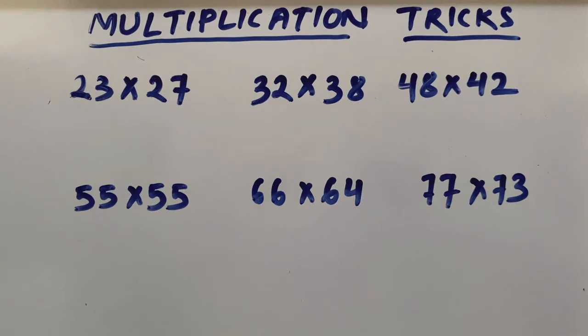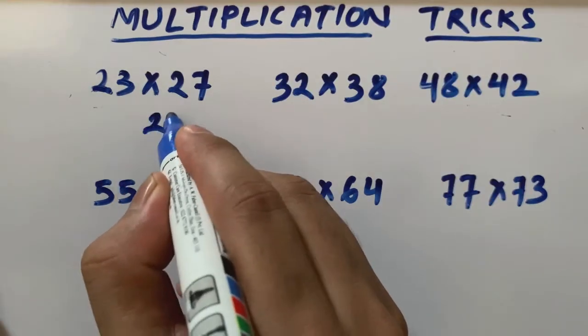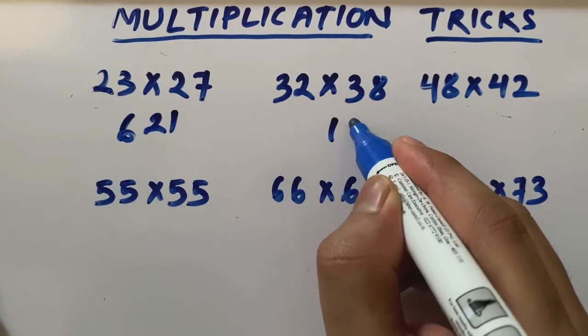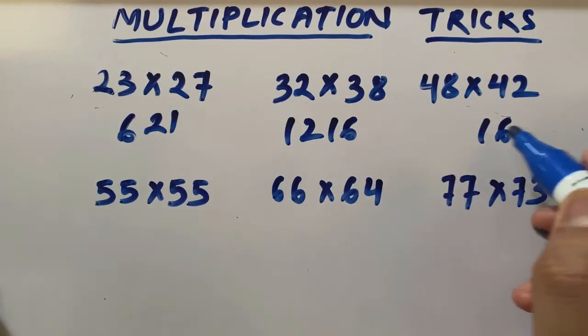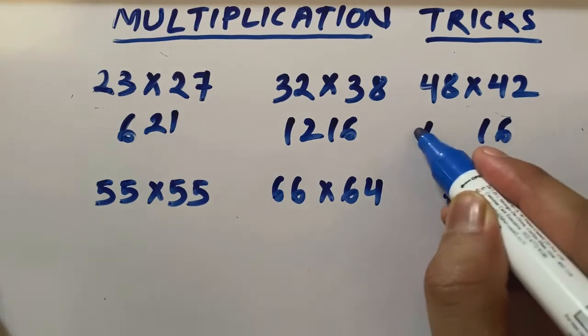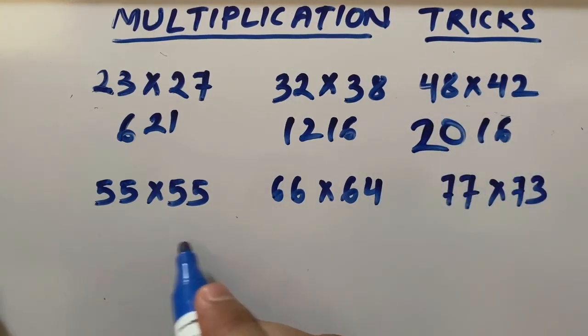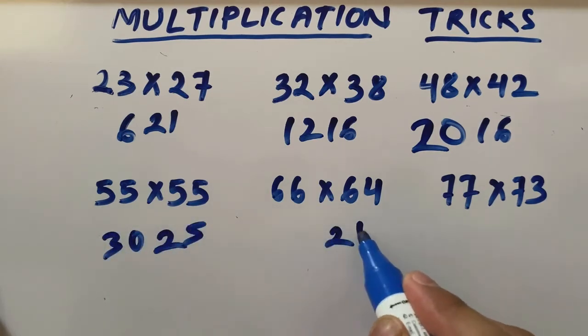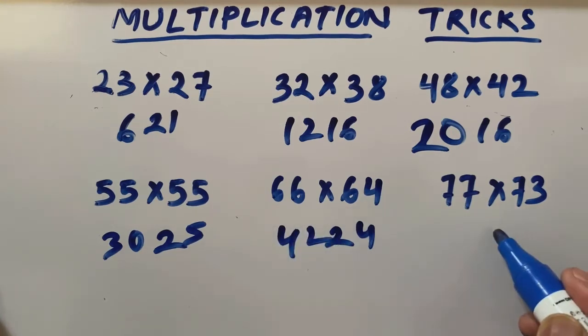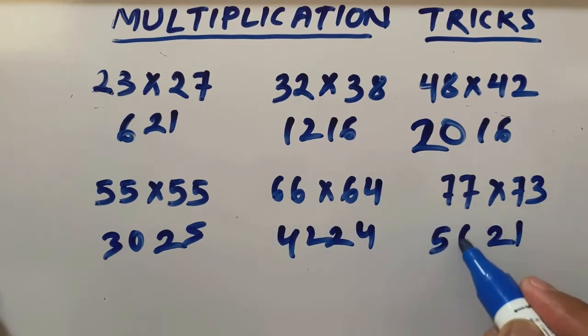Let me give the answers first, then I will explain how to do it. 621, 1612, 1620, 2530, 2442, 2156. So how much time did I take? I am able to do it quickly, right? So how did I do it? That's important, so let's understand how we can do this.